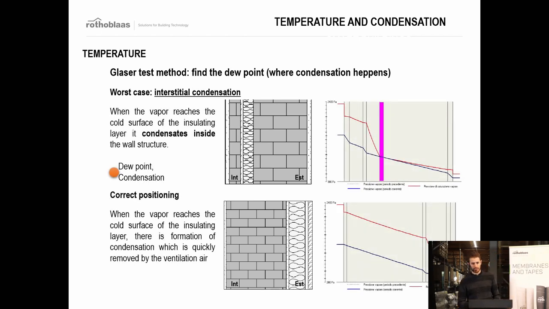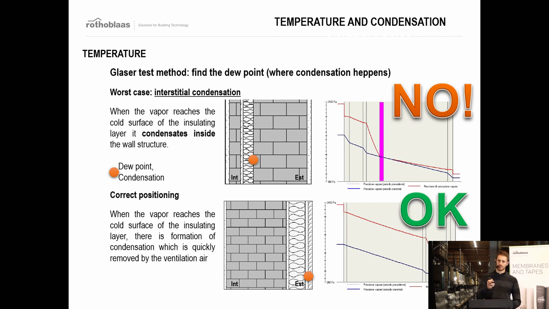So let's have a look at how to study the condensation inside a wall buildup. We study it through this Glaser test method, and that's a way to find the dew point inside a wall construction. We can see in the graphic two lines. One of them is the vapor content, and the other one is the temperature. If the two lines are colliding, like in the first case scenario, we really have an issue of condensation. In this case scenario, we have interstitial condensation. If the two lines are apart, then it's not a problem. So the Glaser test worked, and we are sure, let's say, that condensation is not happening inside our wall.